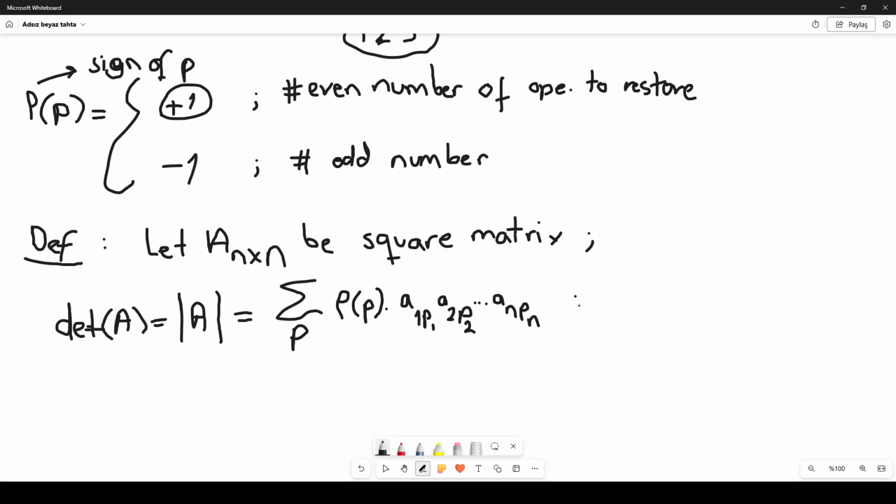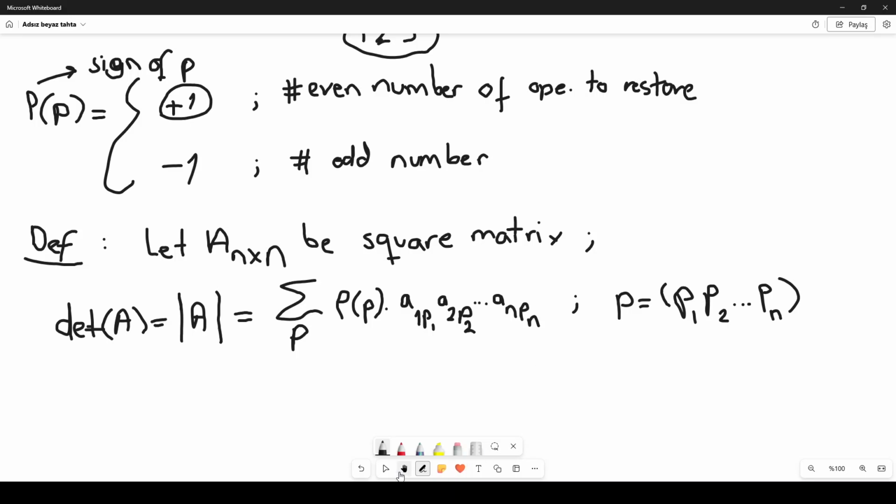where the Pi values are the components of the permutation. So P is equal to P1, P2, and so on up to Pn. So the Pi values are the components or the entries of the permutation P, and rho P is the sign of this permutation, and these Aij values are the components of the matrix. They are just the entries in the matrix with respect to these indices. Alright, and that's the definition of a determinant for a given square matrix.